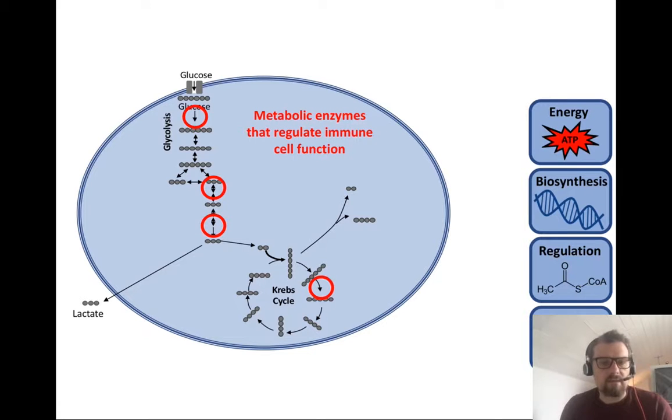So actually, metabolism can directly regulate immune function through the production of these metabolites, which can act to regulate expression of genes, activity of proteins, and also some of the enzymes, as I said, can have roles outside of their metabolic role and can directly control the immune functions of these cells. So we have metabolism controlling energy, biosynthesis, and controlling the functionality of the cell.